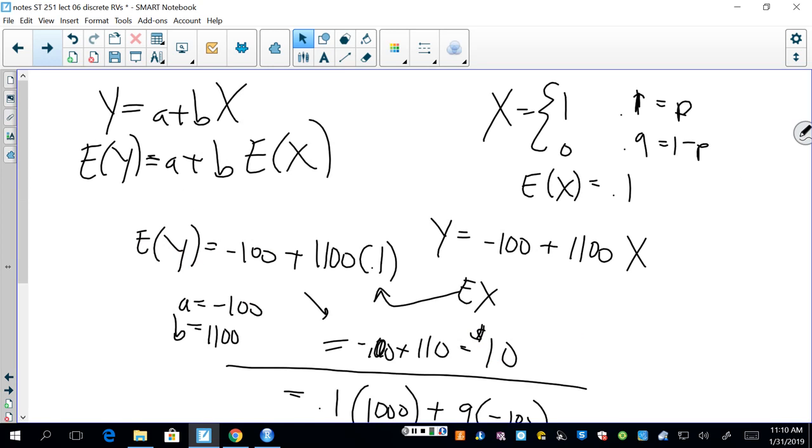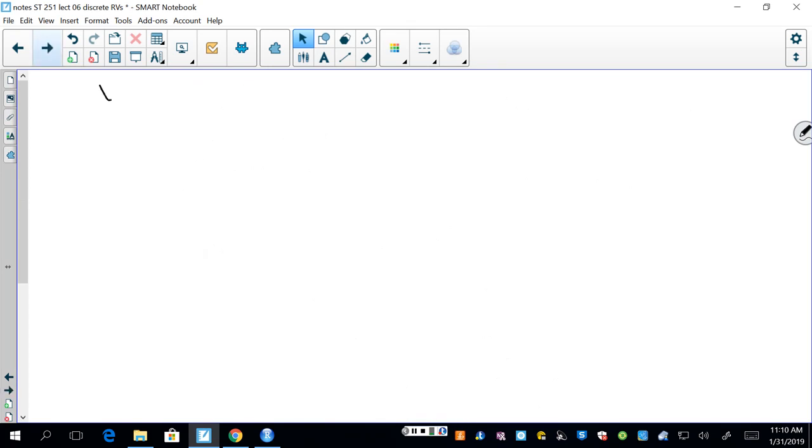How about variance? Y equals a plus bx. What's the variance of y? We didn't do variance of, well, we can do this general case, and then we'll, yes.